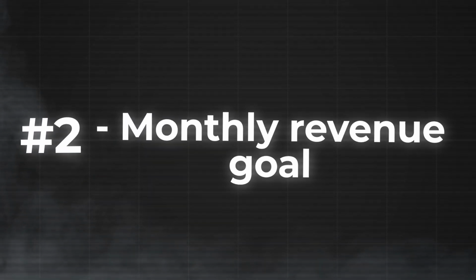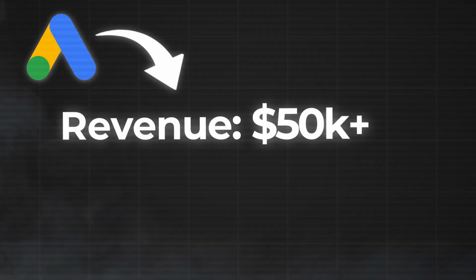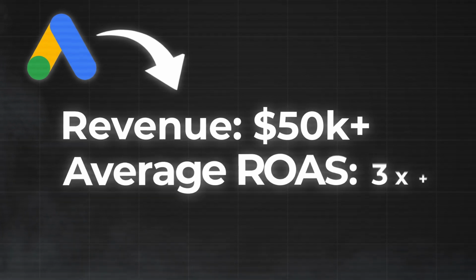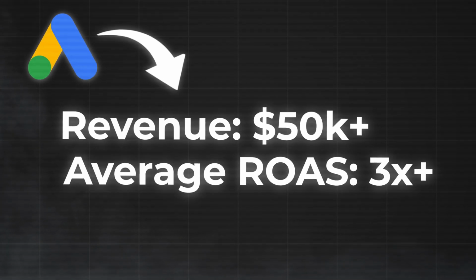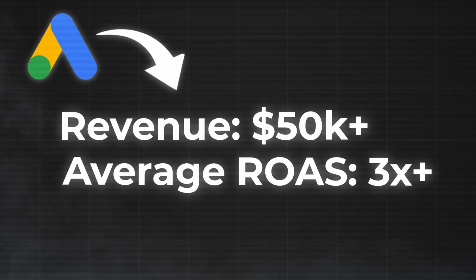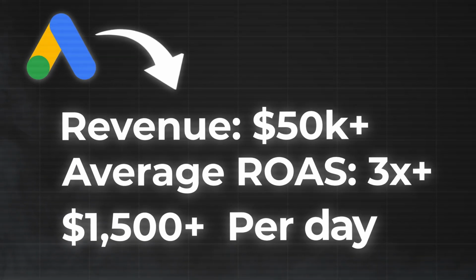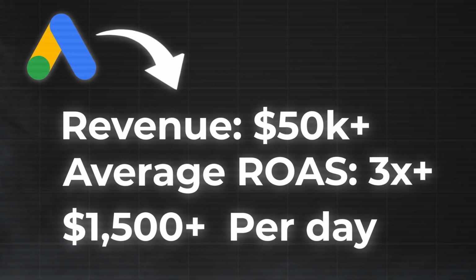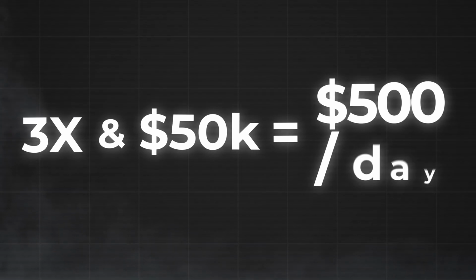Second thing is the monthly revenue goal. Let's say, for example, you want to hit the monthly revenue goal of $50,000 per month just from Google Ads alone, and an average ROAS of 3x is needed at this level. Well, in that situation, you need to be making $1,500 a day minimum to hit this goal, because otherwise you're not going to be able to hit anywhere close to this $50,000 revenue amount. And if it's at a 3x ROAS, in order to hit that $1,500 in sales, you only need to be spending $500 a day. So sometimes it works to work essentially backwards from your revenue goals.